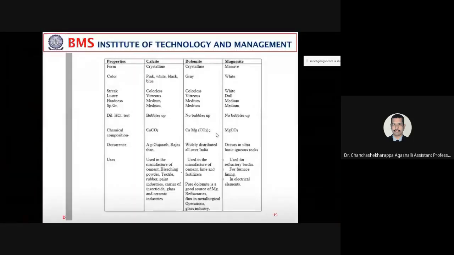Right. So here we have calcite, dolomite, and magnesite. The properties are the same here. The first column is the same, and the second is the crystalline properties. Form is crystalline. How does it form? Some are massive, some radiating, some crystalline. Calcite is crystalline, and the color is pink, white, black, and blue. It may have varieties of calcite. The streak is colorless. The luster is vitreous, because the shining of the mineral is very vitreous, and hardness is medium. Specific gravity is also medium.